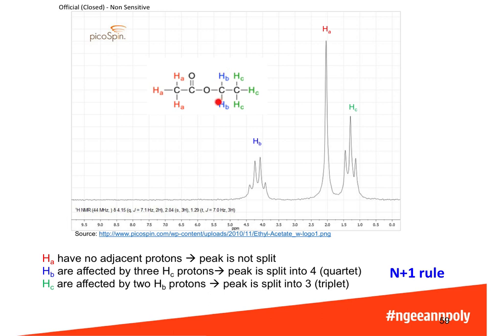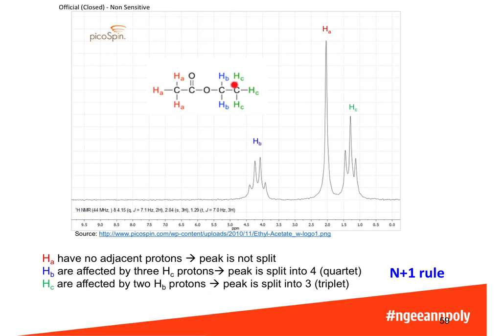Next, let's look at HB protons. The HB protons are attached to a carbon, which is attached to another carbon that has 3 hydrogen atoms on it. When there are 3 neighboring protons, then the peak will be split into 4. It follows the n plus 1 rule, so n is the number of adjacent protons and plus 1. So 3 neighboring protons plus 1 equals 4, and we see that these HB protons produce a quartet split.